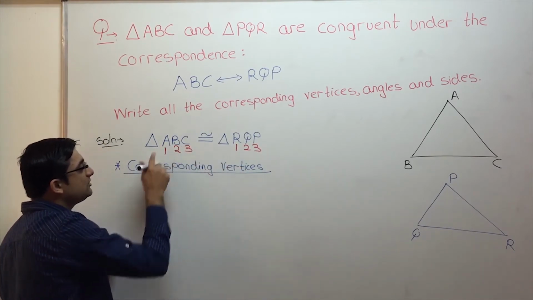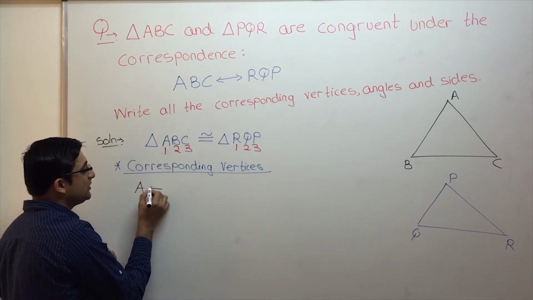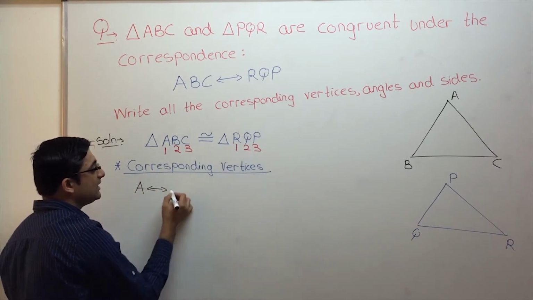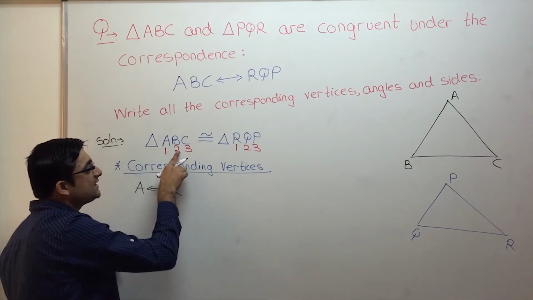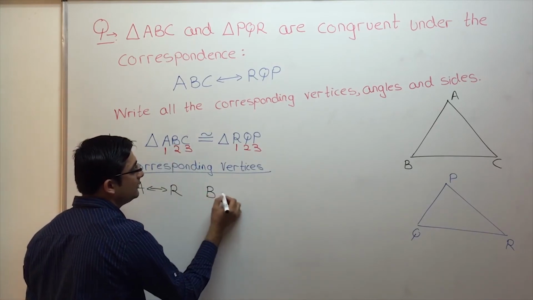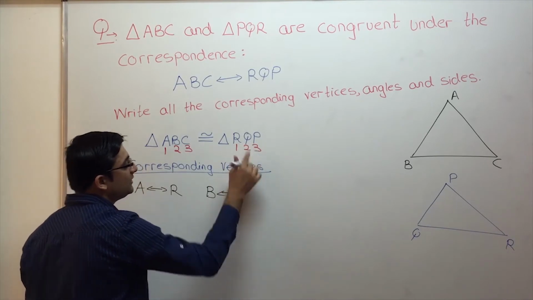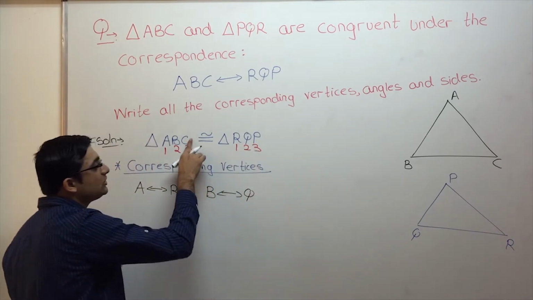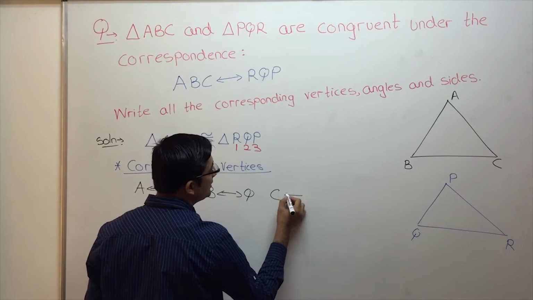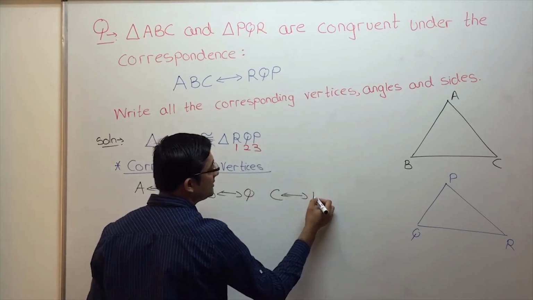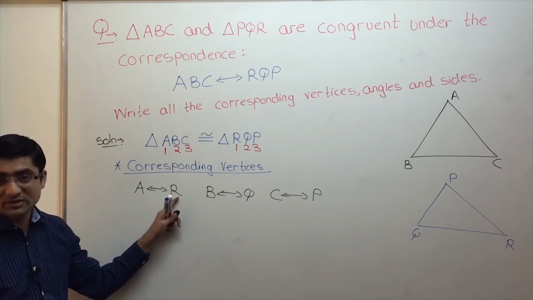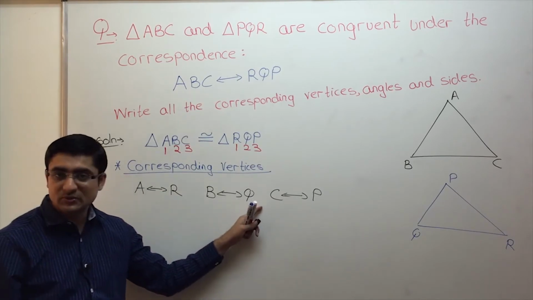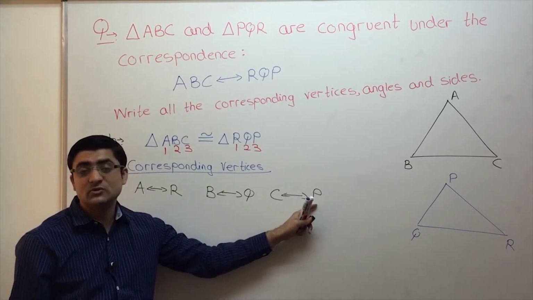So what is the first letter over here? A. So this will correspond to the first letter over here, that is R. So vertex A corresponds with vertex R. Next, the second letter over here, B, corresponds to the second letter over here, that is Q. Next, the third letter over here, that is C, corresponds to the third letter over here, that is P. So what does this mean? This means vertex A corresponds with vertex R, vertex B corresponds with vertex Q, vertex C corresponds with vertex P.